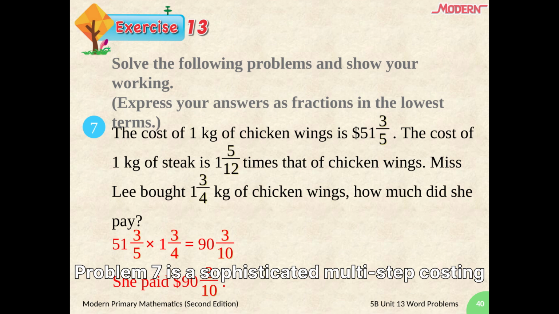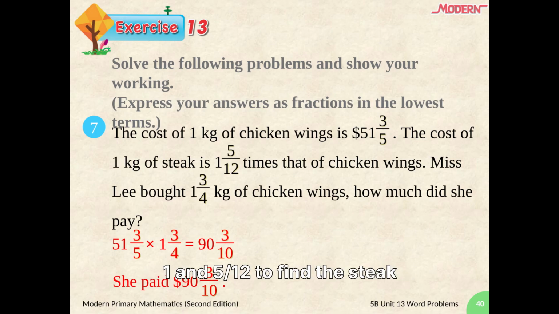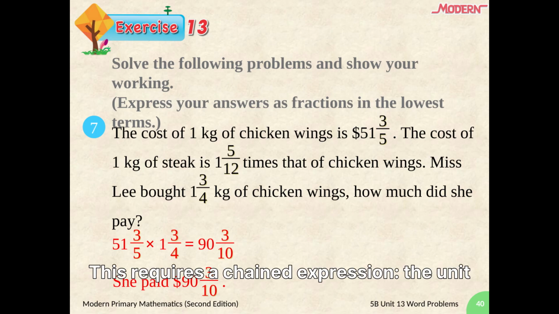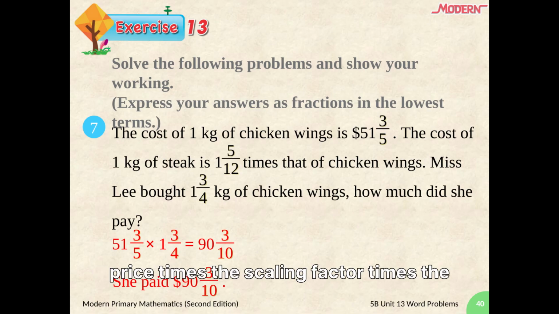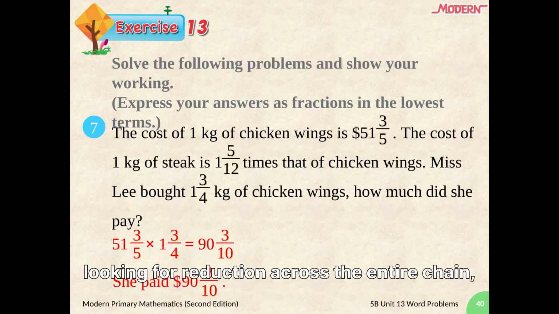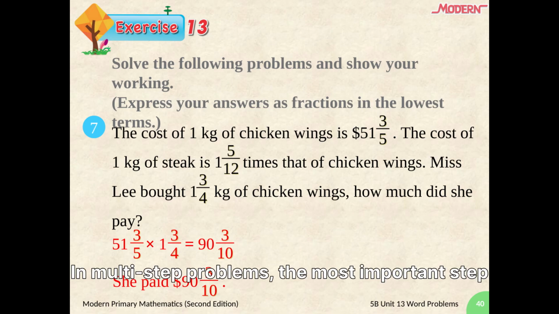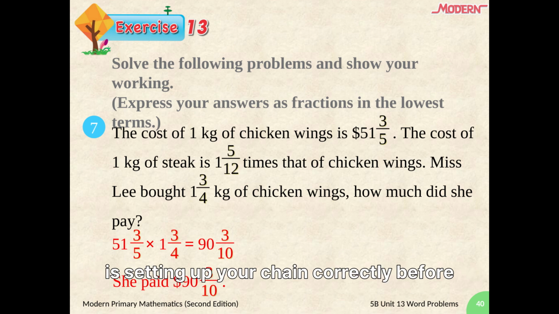Problem 7 is a sophisticated multi-step costing problem. We have the cost of chicken wings and then use a scaling factor of 1 and 5/12 to find the steak cost. Finally, we need the total for a specific weight. This requires a chained expression, the unit price times the scaling factor times the final weight. By systematically converting each mixed number and looking for reduction across the entire chain, we arrive at the total cost of $90 and 3/10. In multi-step problems, the most important step is setting up your chain correctly before you start calculating.